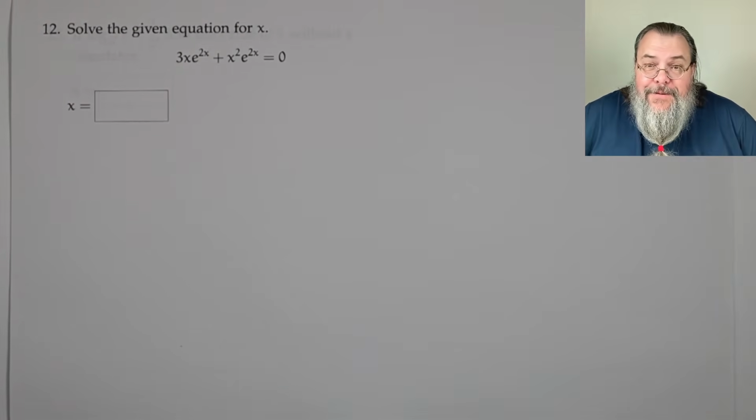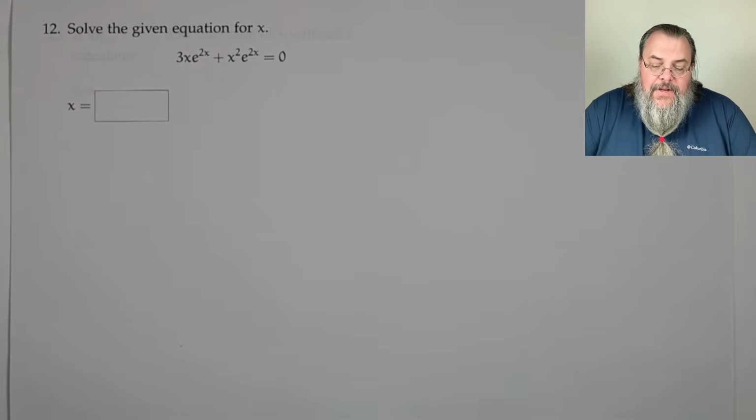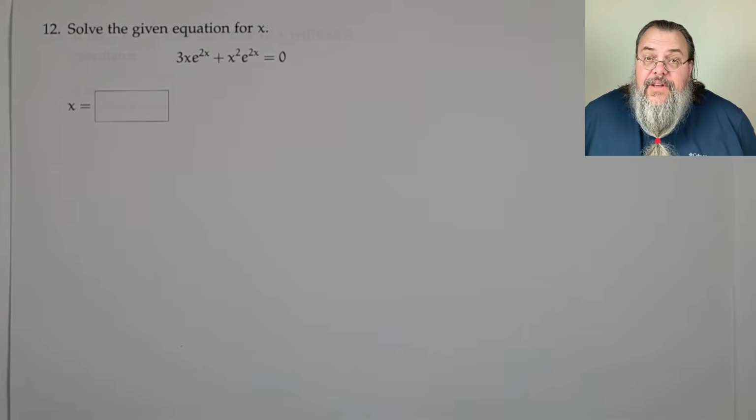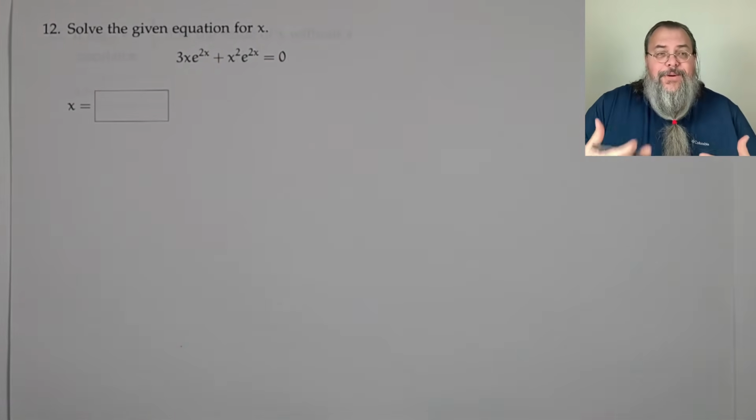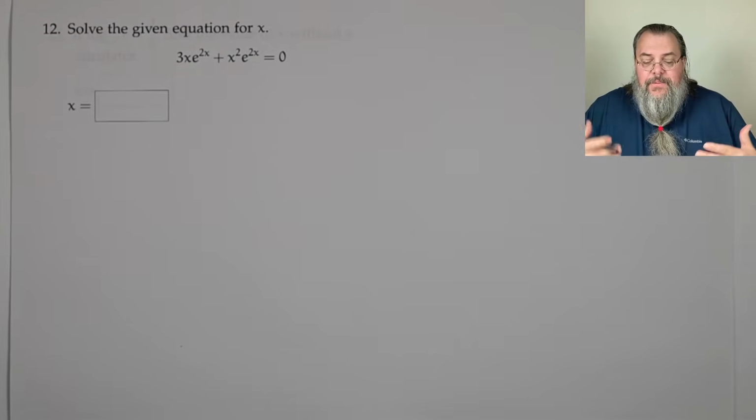Number 12. Solve the given equation for x. Okay, so we have 3x e to the 2x plus x squared e to the 2x is equal to 0. Now, the fact that it equals 0 kind of says we know where we're going. We're trying to get to the point where we have a lot of stuff multiplying to get 0.